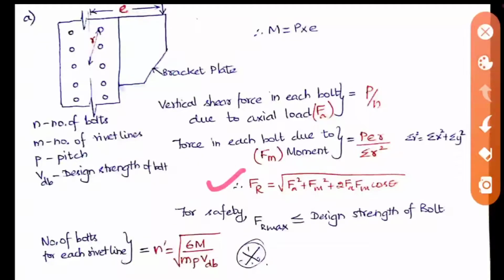So it is root of Fa square plus Fm square plus 2 Fa Fm cos theta. So Fa and Fm already we have found out. The cos theta is nothing but the angle between this Fa and Fm. So you may be confused how we can find the angle at this point, because we already have the length. So if you are taking this R, I am taking like this.